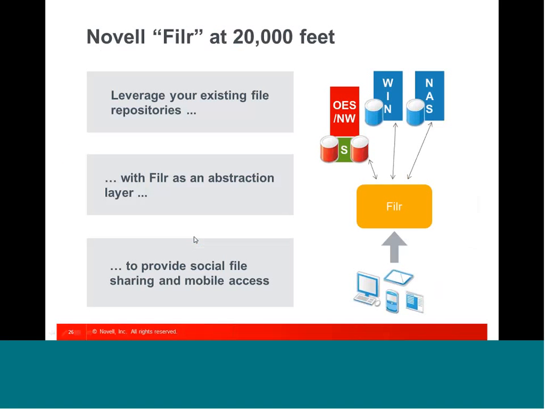So just at a 20,000-foot view, you can see there at the bottom, you're able to use all the different kinds of devices to access your files, comment, and share. And then Filer sits there in the middle as this simple appliance that you deploy. And on the back end, you can have your data sitting on OES, NetWare, Windows, a NAS device, and allow users to get access to file shares on one of those or all of those.